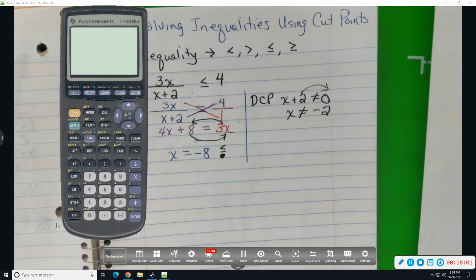Sometimes students don't believe that unless they see it on a calculator. If I had negative 6 divided by 0, it's not going to give me the answer 0. It's going to say error, division by 0. You can't have a 0 in the bottom of a fraction.